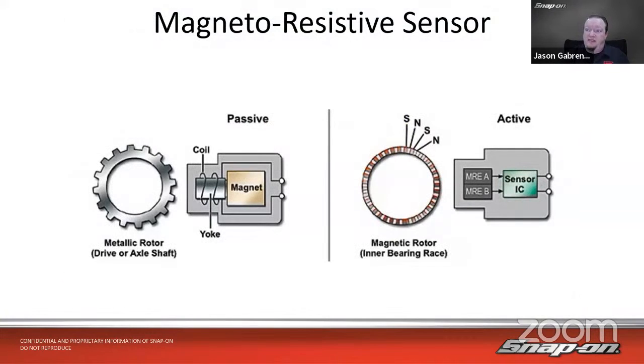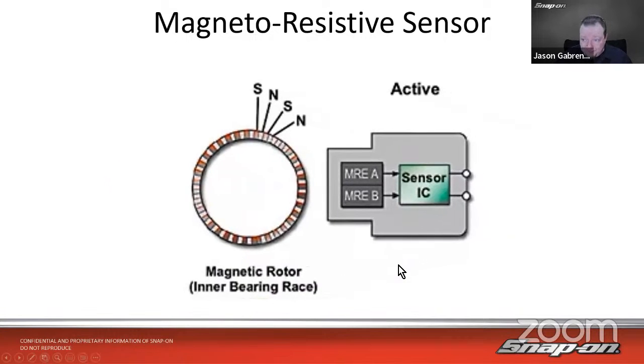Then we have magnetoresistive sensors. There are both passive and active types, and the passive works very much like we were seeing before. But with an active magnetoresistive sensor, instead of the magnet being in the sensor, it's actually in the ring, the magnetic rotor. Usually it's going to be the inner bearing race on the hub. It has two sensors there, magnetoresistive A and magnetoresistive B, and you see we have south and north poles. It has an internal chip in there, and it generates a square wave based on what it sees.